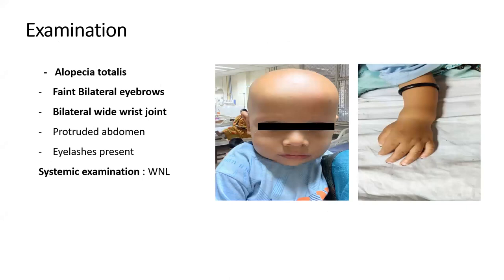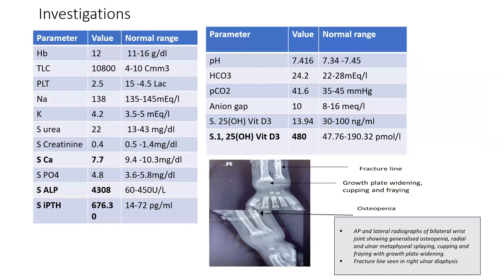On anthropometric measurements, he comes under severe underweight with severe stunting and moderate wasting. On examination, there is alopecia totalis, faint bilateral eyebrows, and bilateral wrist joint widening. The rest of the systemic examination is within normal limits. The X-ray shows fraying, flaring, widening, cupping at the wrist joints. In serum investigation, the serum calcium is low, alkaline phosphatase is raised, and iPTH is highly raised.